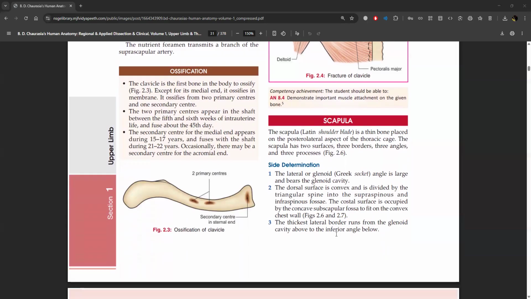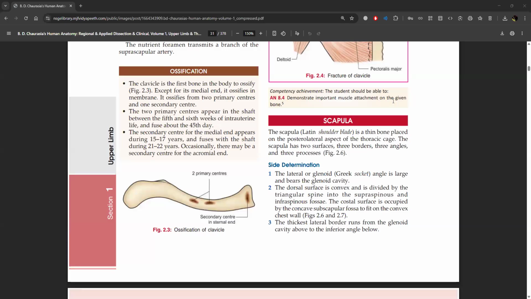Scapula. The scapula is a thin bone placed on the posterior lateral aspect of the thoracic cage. The scapula has two surfaces, three borders, three angles, and three processes. Figure 2.6.